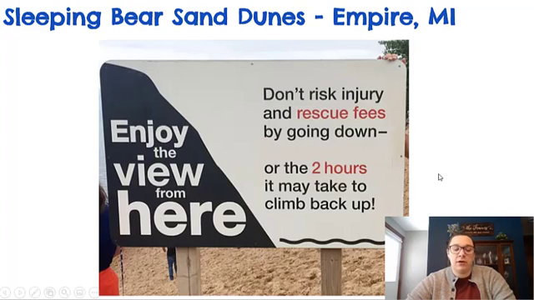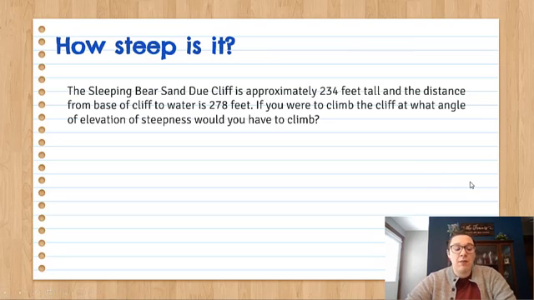So my problem here has to do with this situation. I want to know how steep it is. This is information that I found on Google and it probably has changed by now due to the fact that it erodes day by day. At this point, though, Sleeping Bear Sand Dune Cliff was approximately 234 feet tall, and the distance from the base of the cliff to the water was 278 feet. If you had gone down it and were climbing back up, at what angle of elevation, or steepness, would you have to climb?